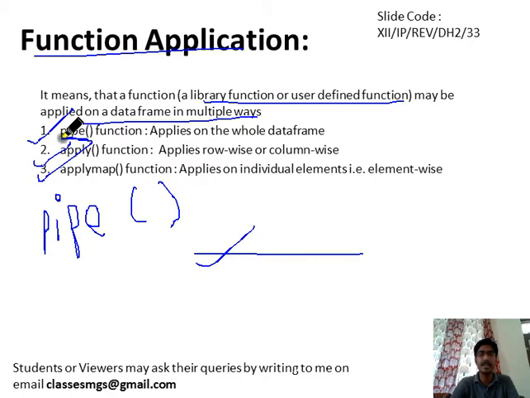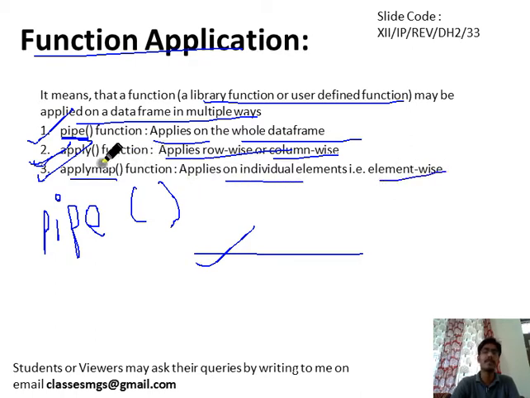The pipe function is basically used to perform any operation on the whole data frame. If you want to apply any operation only on a row or on a column, then we will use the apply function. And if we want to apply an operation on individual elements of the data frame, then you will use the applymap function. We will discuss all these three functions in detail in subsequent slides.